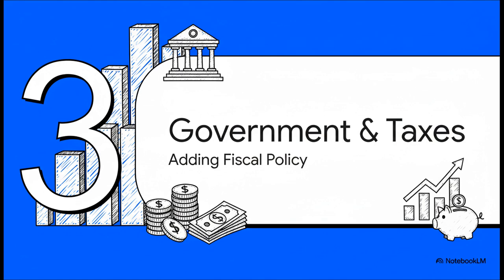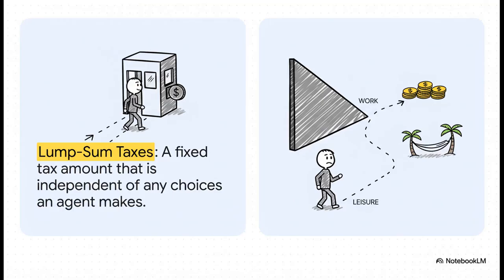A government that spends money and, of course, has to tax people to pay for it. This is how we get fiscal policy into the model. Now, how the government gets its money is absolutely crucial. There are 2 ways. First, there are lump sum taxes. Think of this like a cover charge for living in the economy. It's a fixed amount and there's nothing you can do to avoid it.